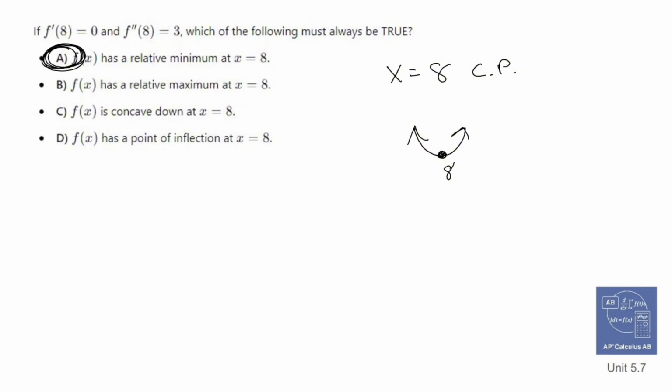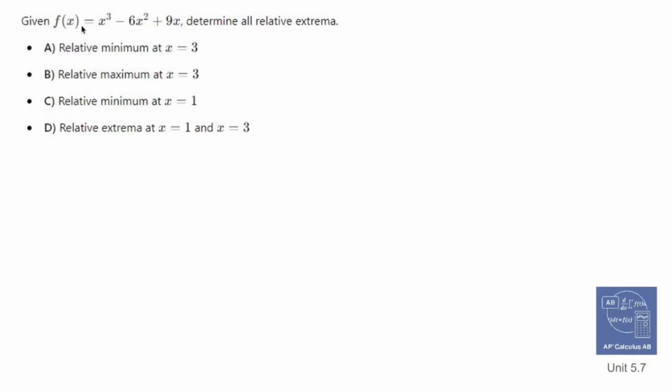Quick and painless. Given f of x equals x to the third minus 6x squared plus 9x, determine all relative extrema. Well, this section uses the second derivative test. So what I want to do is find all critical points, and we'll call them c. For any critical point c, if f double prime of c is positive, that means it's concave up and I have myself a relative minimum.